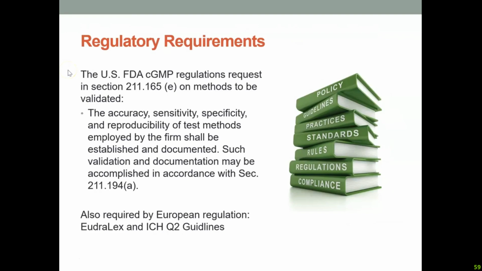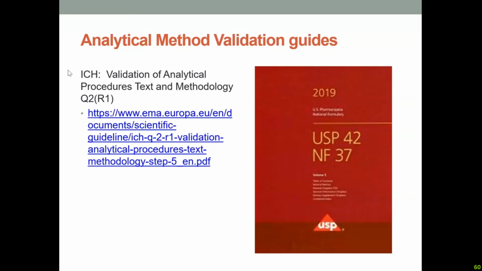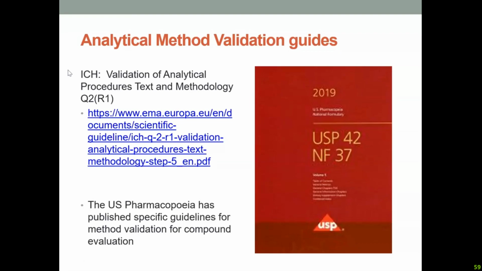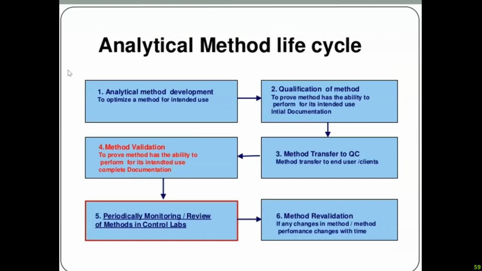The regulatory requirements obviously require method validation to be performed, and you'll see it in the US FDA. It's also in the European regulations, the EudraLex, and there's an ICH Q2 guideline. The ICH Validation of Analytical Procedures: Text and Methodology Q2 is attached to your appendix for this lesson, and you can see the link for it here. The US Pharmacopoeia has also published specific guidelines for method validation for compendial evaluation too.